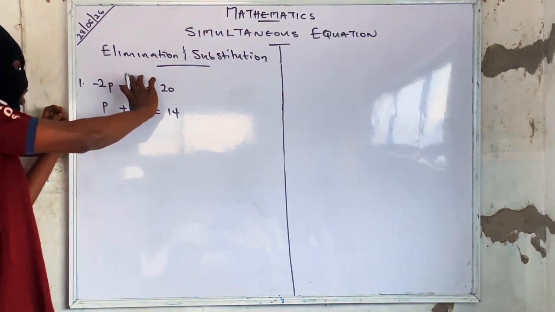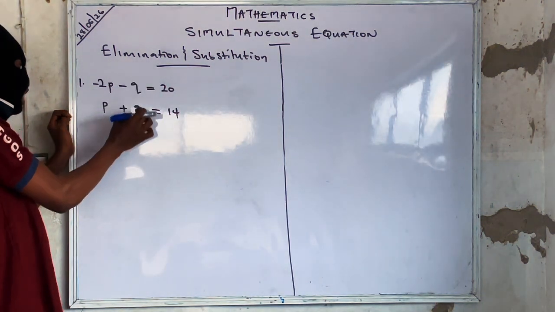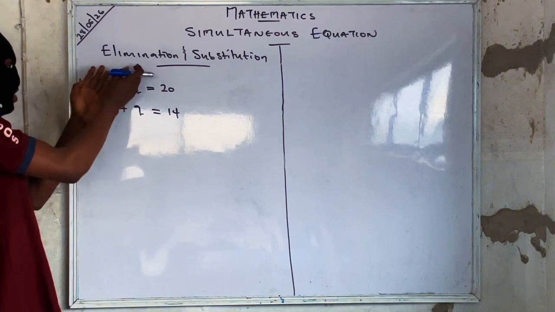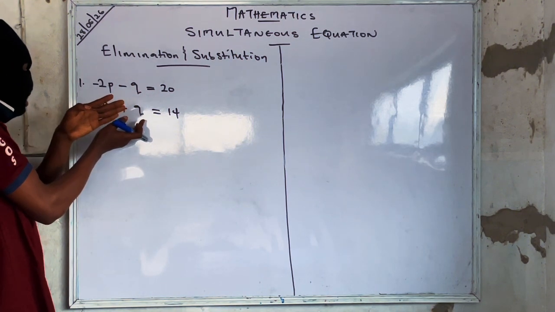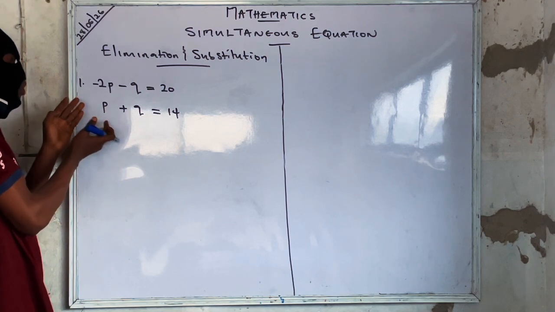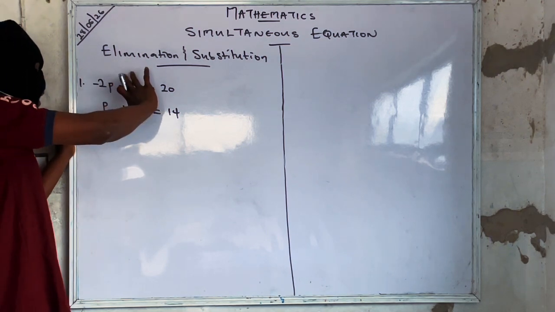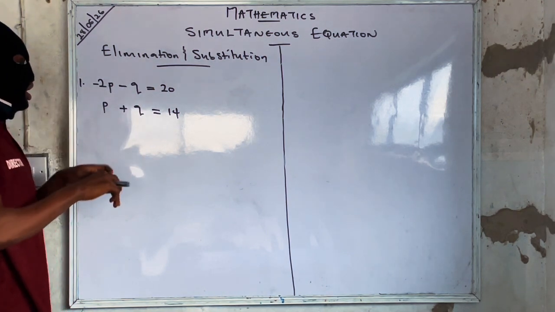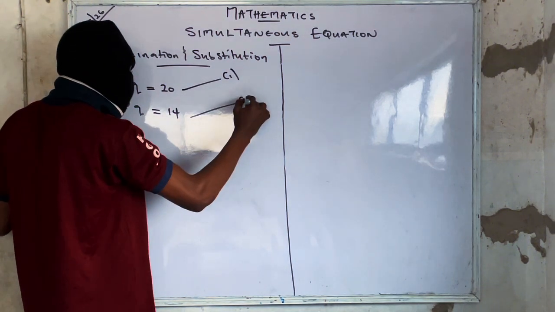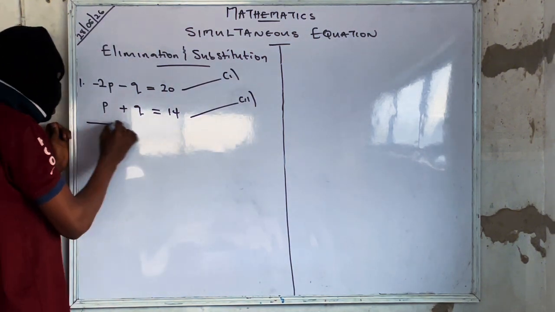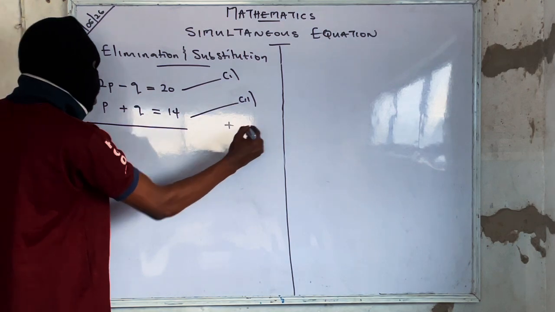Now look at this. For elimination, we are going to make sure that the coefficients are the same. If you look at your Q, we want to eliminate Q for us to get the value of P. If you look at your Q, the coefficients are the same. The first thing to do is name your equation, equation 1, equation 2, then draw your line. You have your plus minus.